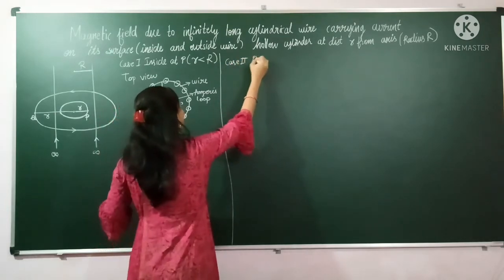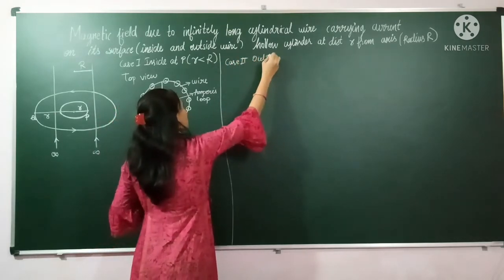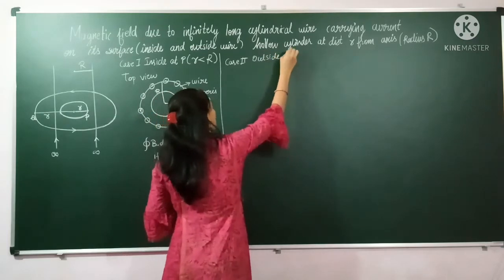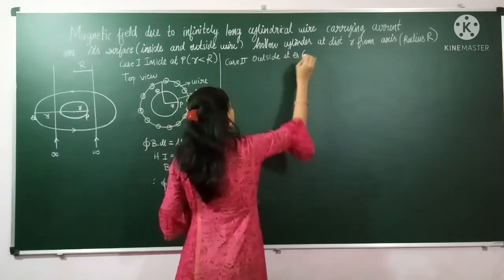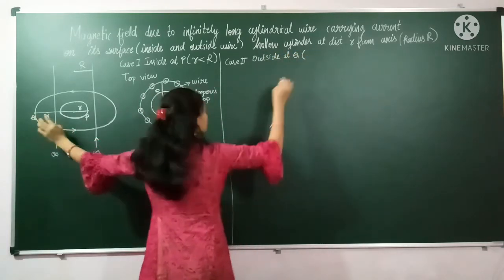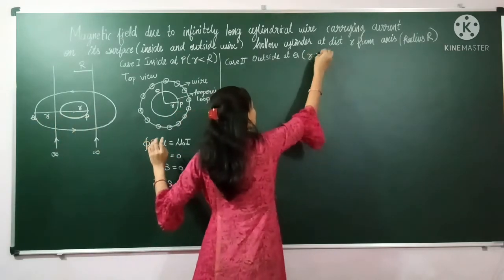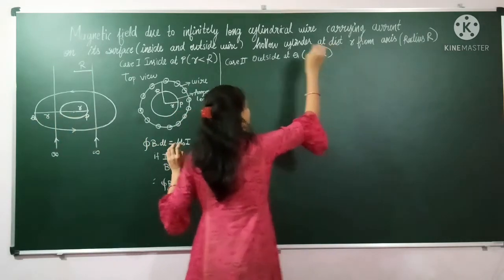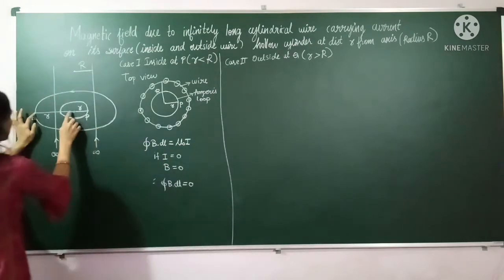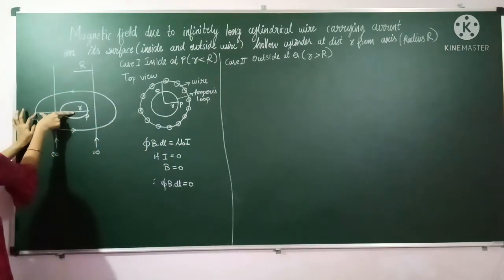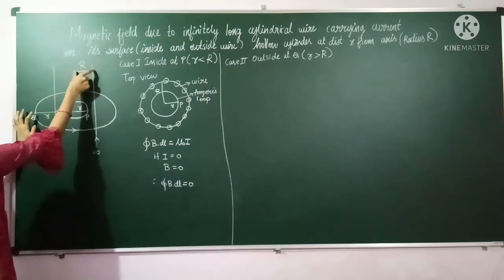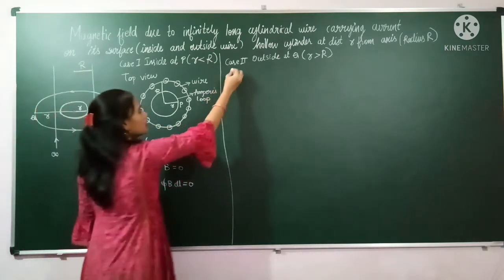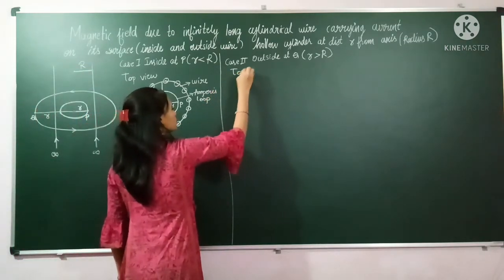Next we will study the second case. In the second case we go for outside, at point Q, and this Q is placed at distance r. This r value is greater than the radius of this cylindrical wire, meaning this distance is greater than the radius R. Next, here also we will take the top view.